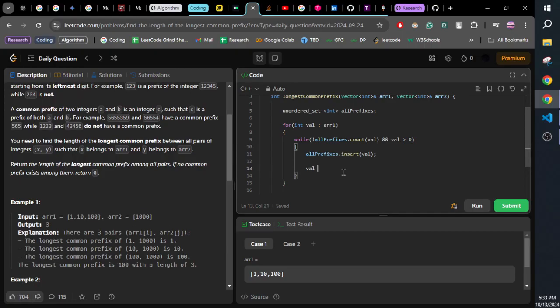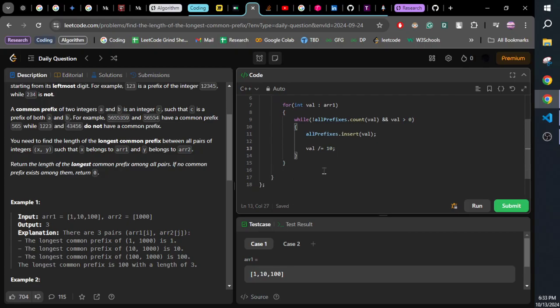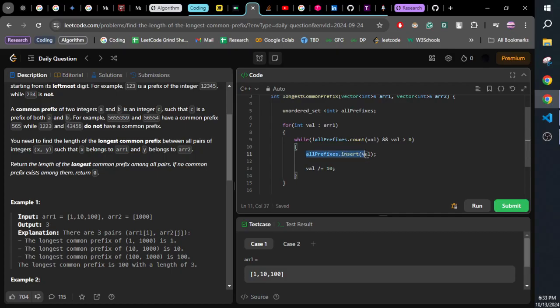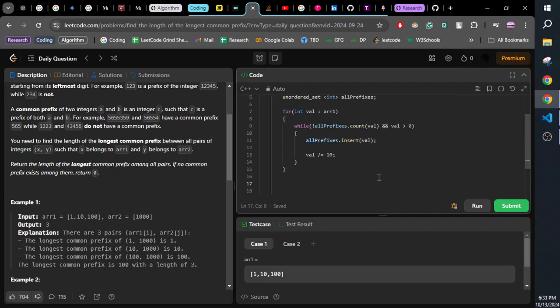So the value should be divided by 10. In this way, we are actually inserting all the values in the hash set. Now, after inserting, our second task is checking with array 2, right? So we again look at all the values in array 2.